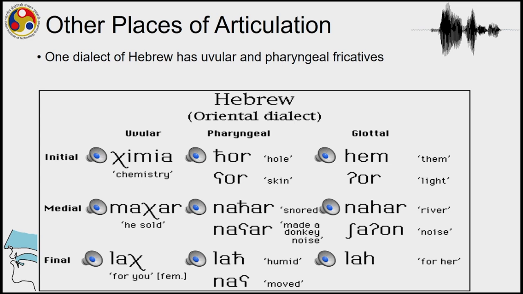Chimia. Hem, hor, hor. Hem, hem, hem. Machar. So initial. Machar. Uvular, pharyngeal, and glottal. Machar. Machar. Uvular. Nahar. Nahar. Pharyngeal, nahar, nahar, glottal, lach, final, lach, uvular, lach, lach, pharyngeal, lach, lach, and glottal.